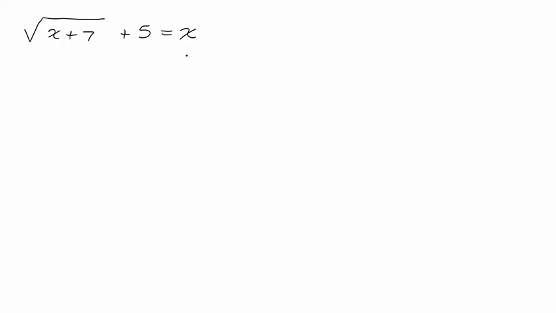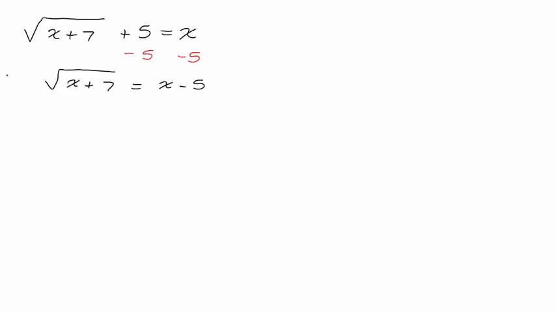So the first thing we need to do is get this x out from under this square root. We need to get rid of this square root. And what undoes a square root is a squared. So we need to square both sides to get rid of that square root. But before we square both sides, we want to isolate the square root. We need to get the square root by itself on one side of the equal sign. So we have square root of x plus 7 equals x minus 5.